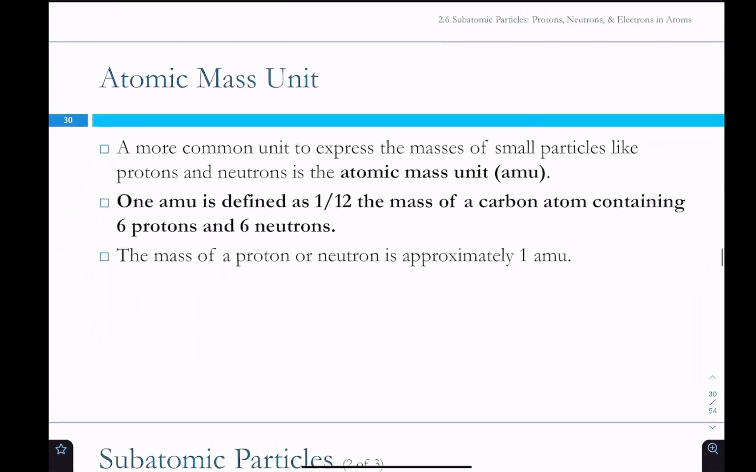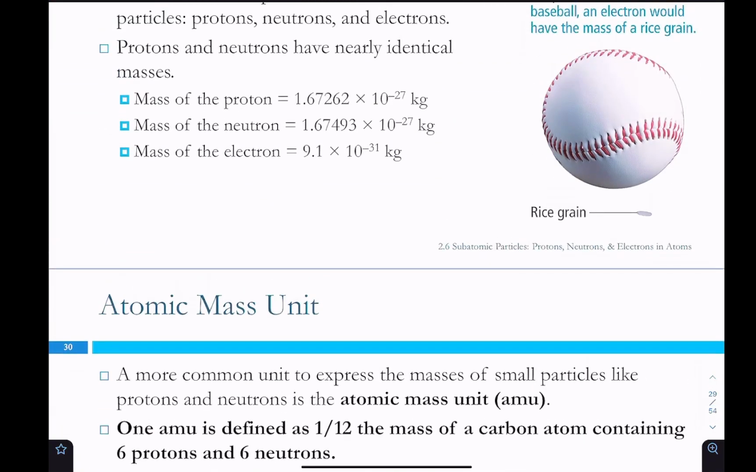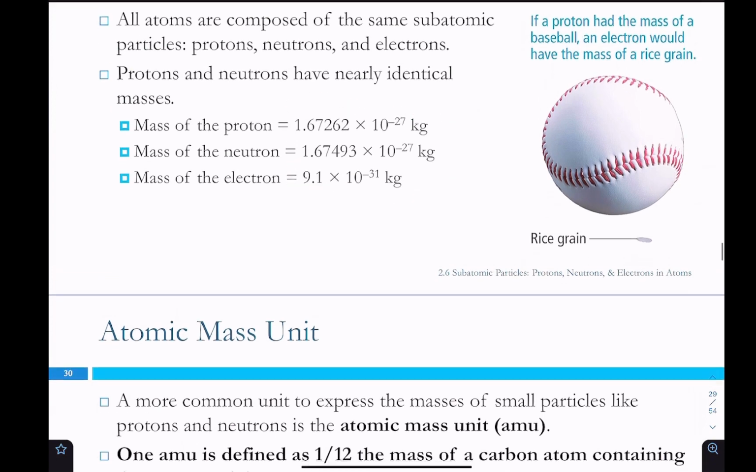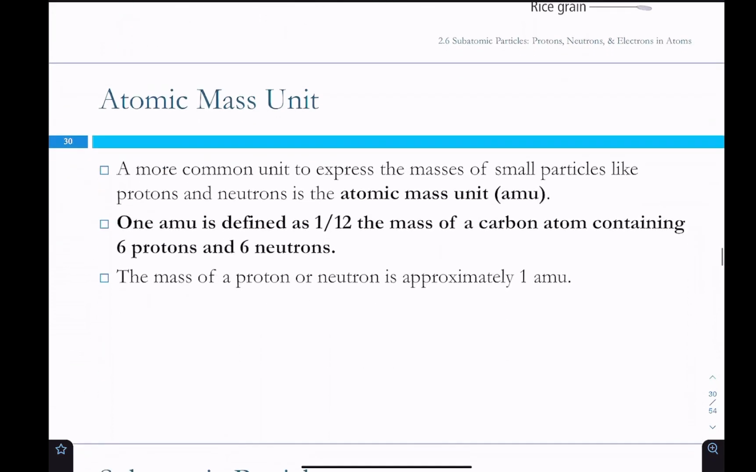So when we're talking about the mass of an atom, obviously these are not very convenient numbers to work with. So they devised a different unit for talking about the masses of atoms, and that's the atomic mass unit. They defined the atomic mass unit as 1/12 the mass of a carbon atom containing 6 protons and 6 neutrons. Why carbon? Because it's so abundant. Carbon-12 is very, very abundant. So the mass of a proton or a neutron is approximately 1 atomic mass unit, because each one makes up half of the mass of that carbon atom.